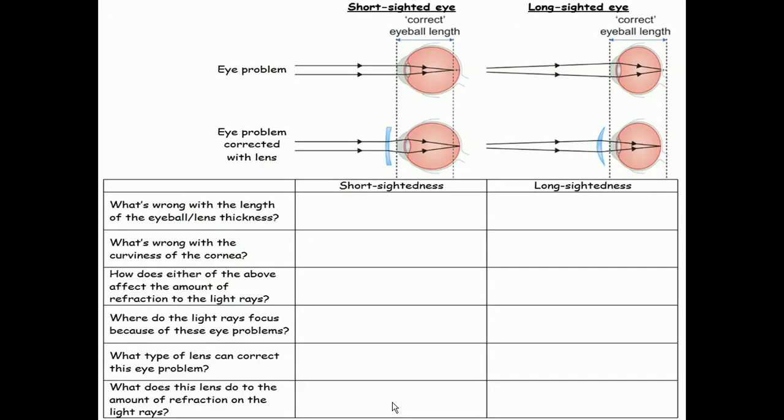So let's look at both of these issues, short-sightedness and long-sightedness, and notice that if you know one of them, the long-sightedness one would be the opposite of the short-sightedness one. So you start off with short-sightedness, and you can see we want the light rays to focus on the retina to see a clear image. So the light rays enter the eye, and when they enter the eye, they're actually focusing in front of the retina for people who are short-sighted. There are three reasons why they might be focusing in front of the retina. It could be because the eyeball is too long.